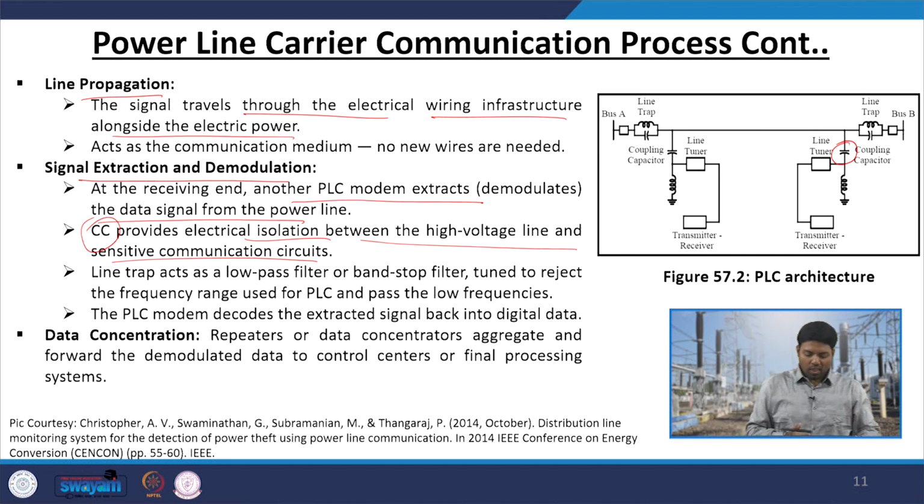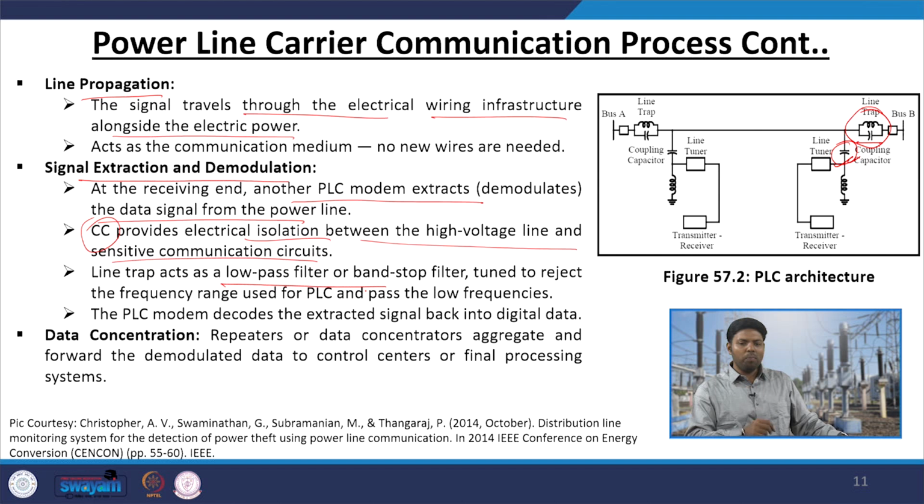Okay. Then you have these line traps. What are the line traps? The coupling capacitor does not allow the low frequency signal to flow through the communication infrastructure. Conversely, the line trap does not allow the high frequency signal to go to the other side of the power system. Okay. So, that will act as a low pass filter, that will only pass the signal having a frequency in the range of 50 to 60 hertz.